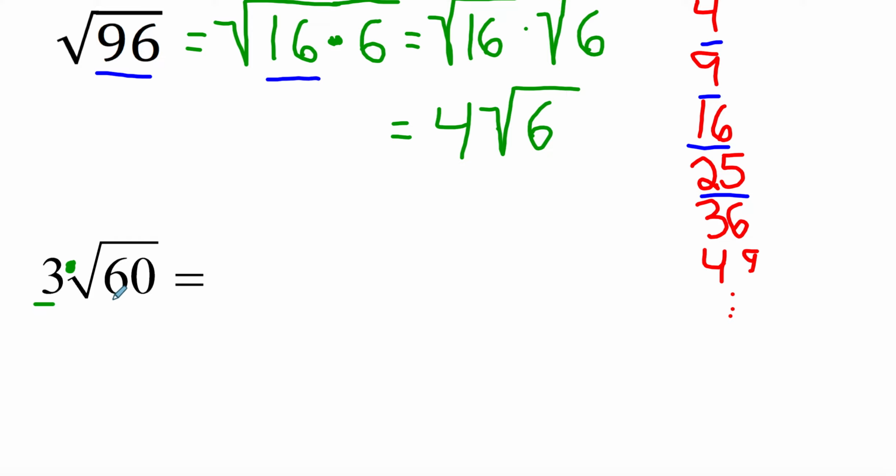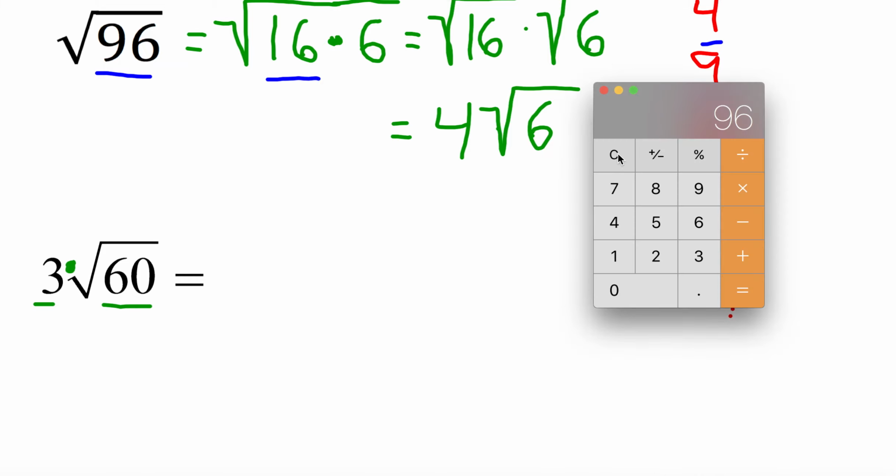Okay, so let's think about 60. What are the different factors of 60? Well, let's see. 60 divided by 2 is 30. Neither 30 nor 2 is a perfect square. 60 divided by 4 is 15. 15 and 4, okay, well there we go. 4 is a perfect square, so let's work with those factors.